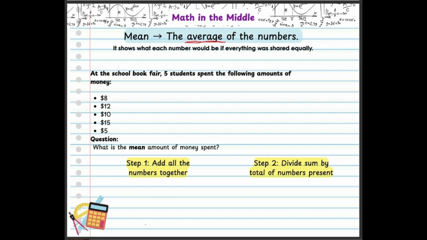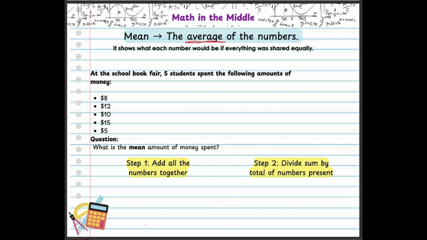All right, so let's start with the first one, mean. The average of the numbers, so it shows what each number would be if everything was shared equally. So the average of all the numbers, don't forget that. So let's look at the question. At the school book fair, 5 students spent the following amounts of money: $8, $12, $10, $15, $5. So the question they're asking, what is the mean amount of the money spent? So what is the average amount that students spent at the book fair? So let's get right into figuring that out.